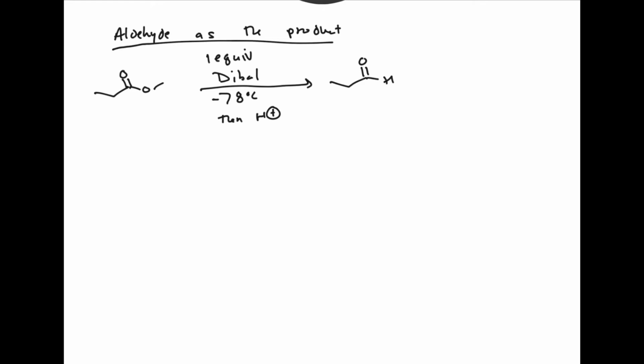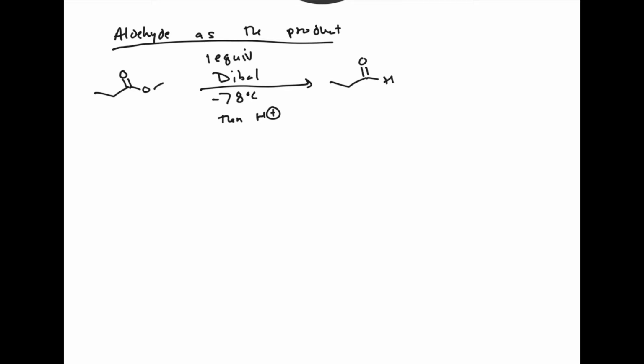But that low temperature is important because if we made the aldehyde in the presence of the ester and the DIBAL, aldehydes are more reactive than esters. So as soon as I made the aldehyde, it would react. What happens is, because we do this at a cold temperature, kind of like how when we try to add an organolithium to a carboxylic acid, it gets stuck at the tetrahedral intermediate. This is doing the same thing.